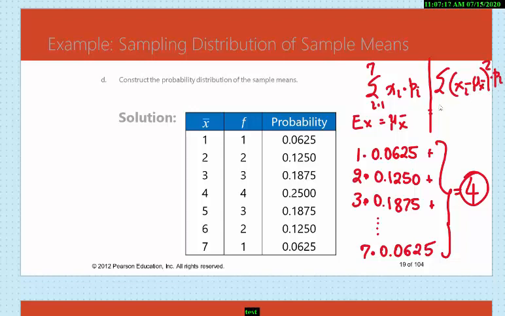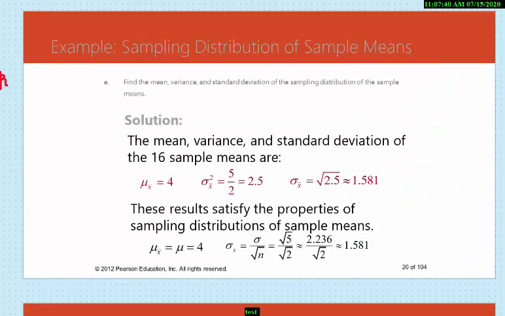And you do that again for all the xi's from 1 to 7. So if you perform these steps, you will get the following numbers. These are the numbers that you calculate if you apply the formulas that you know for the mean, the variance, and the standard deviation for the distributions. Now, what I want you to see is that the mean is 4, the variance is 2.5, and the standard deviation is 1.581.